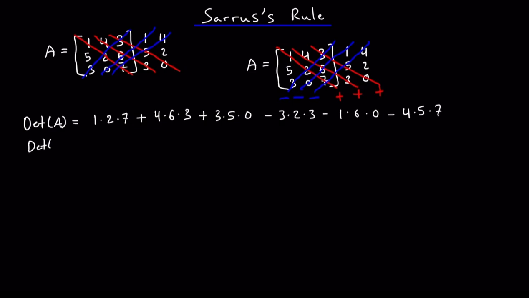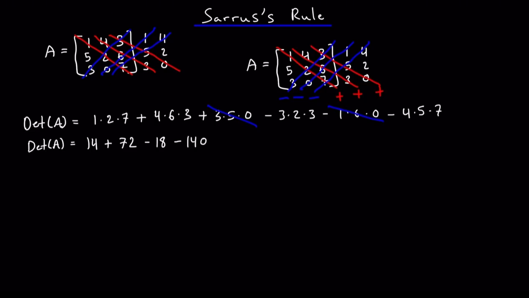So the determinant of matrix A is going to be, 1 times 2 times 7 is just 14, plus 6 times 4 is 24 times 3, that's 72. And now these become just 0 since we're multiplying by 0. And now we focus on this, so 3 times 2 times 3, that's going to be 18, minus, now 4 times 5 is 20, and then times 7, so 20 times 7 is 140.